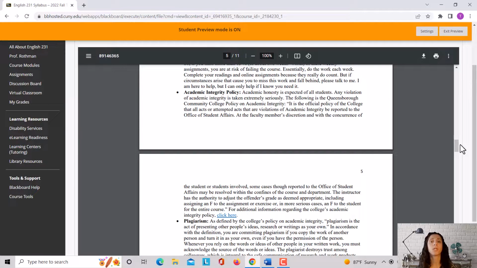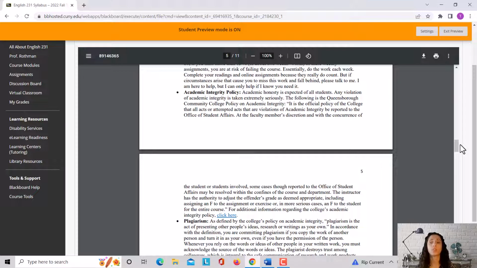Academic integrity policy. Academic honesty is expected of all students. Any violation of academic integrity is taken extremely seriously. The following is the Queensborough Community College Policy on Academic Integrity. It is the official policy of the college that all acts or attempted acts that are violations of academic integrity be reported to the Office of Student Affairs.